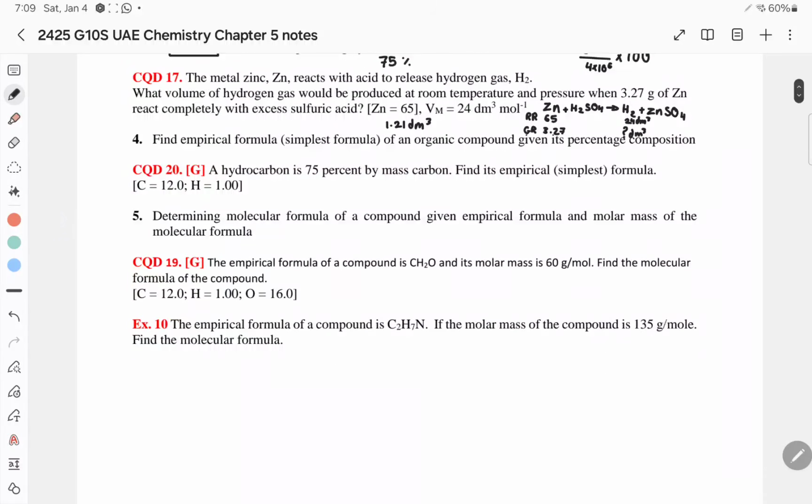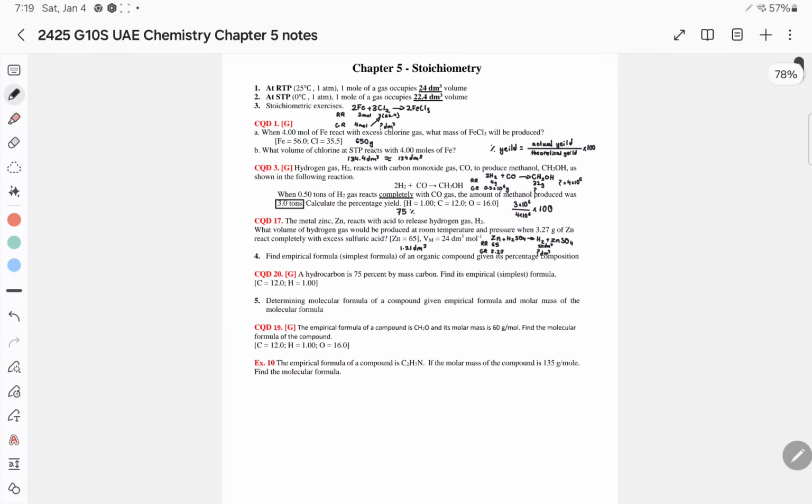Now, CQD 20 tells us, okay, actually guys, I just checked, and these questions, CQD 20 and CQD 19 and exercise 10 are all materials that are after what's required with us. It's not 5.2, so it's not included with us in the exam. So that's all the CQDs that are included with us for the exam.